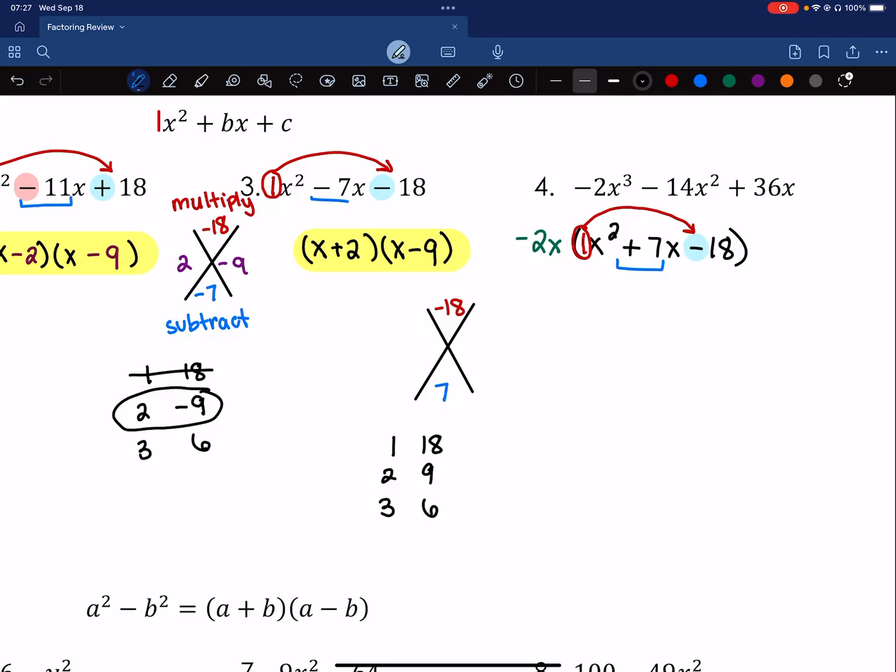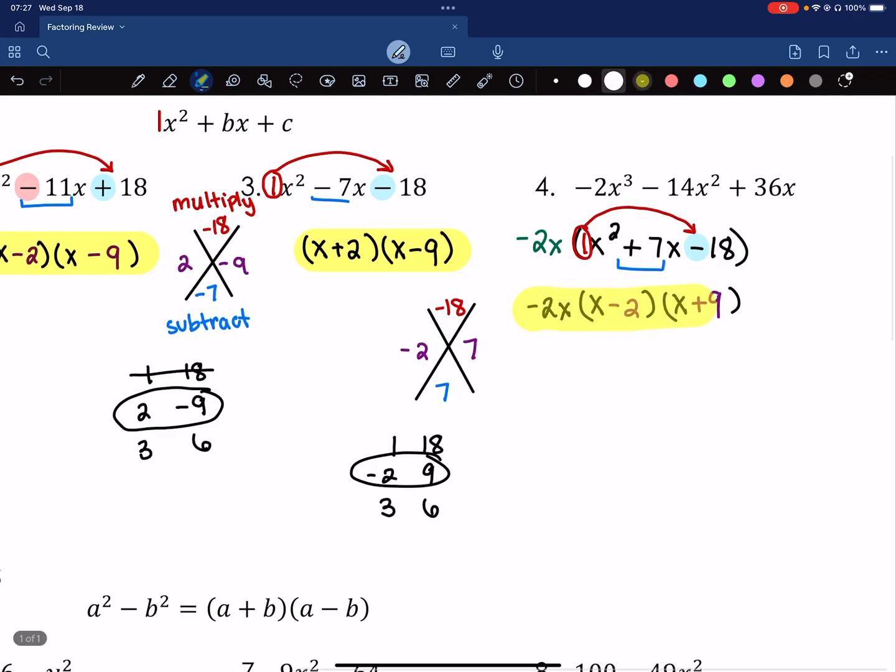To get a positive 7, this time my 2 needs to be negative, so we can pick that combination. So we have a negative 2 and a positive 7. And so when we factor this, we have x and x, because x times x is x squared. We have a negative 2 and a positive 9. Now, what you can't forget is to drop down that negative 2x right there. And so this right here would be our factored form.